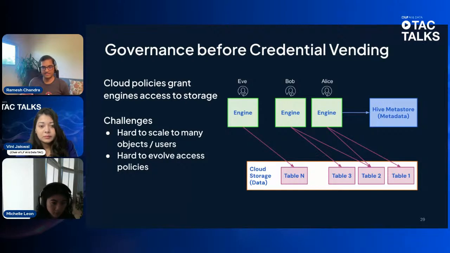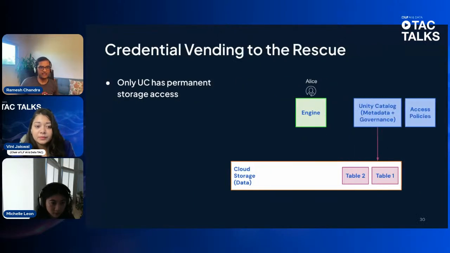Moreover, these policies are not static; they change. If Alice loses access to table 2, then the administrator will have to go back and redo this mapping. They have to understand what instance profiles have changed and go update them. So overall, this becomes a pretty big problem, and this is where credential vending comes in, right?